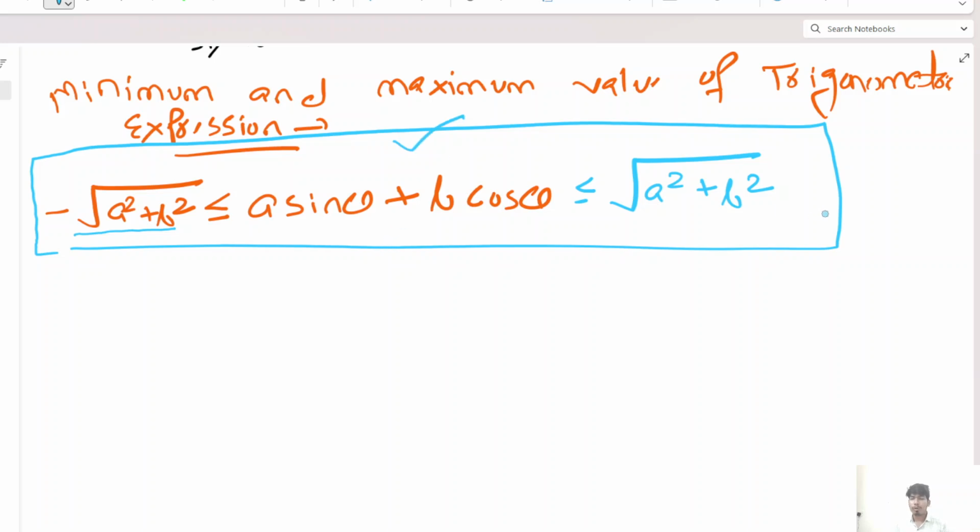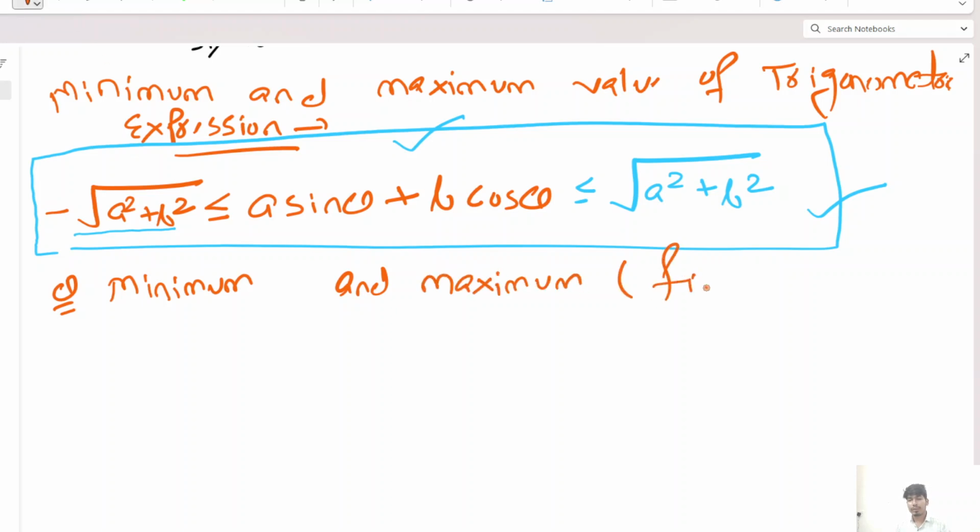We will do more questions on this formula. Let's do. First question is find the maximum and minimum value of this function. In all the questions we have to find the minimum and maximum value of the expression. Okay, fine. Then what is our first part? First part is f(x) is equal to sin x plus cos x.